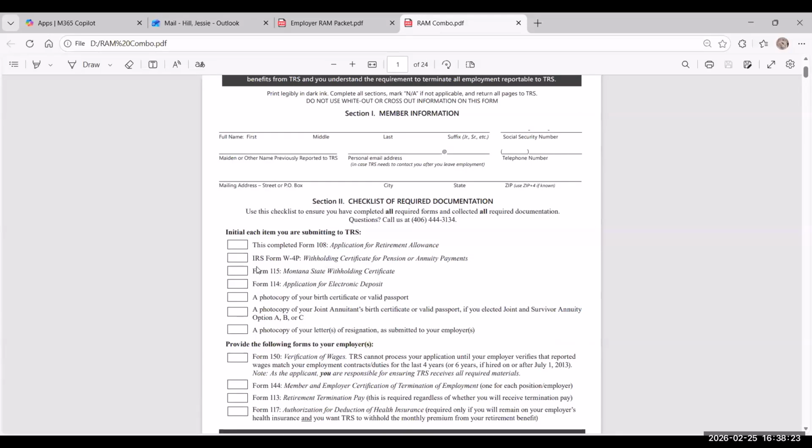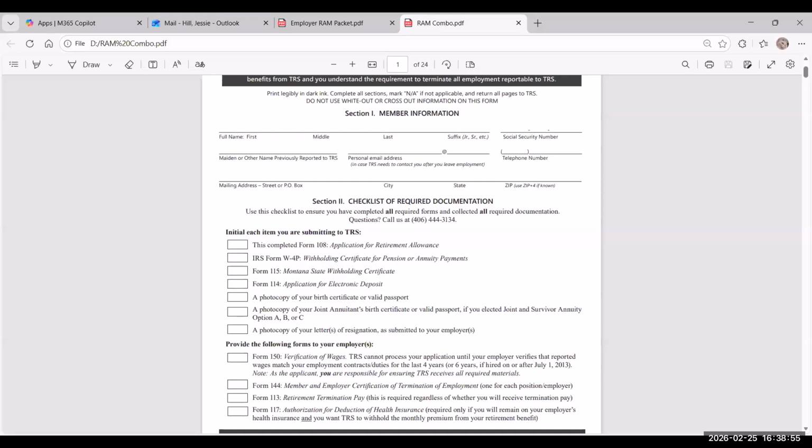Here you'll see that they have a list on the top of about 7 different items that are needed back. Some of them are the forms within this packet, but there are some standalone items they are required to provide as well, such as a photocopy of their birth certificate or passport. Depending on what allowance option they're picking, we may also require one of their joint annuitant or beneficiary if they're going with allowance A, B, or C. They are also required to provide us a copy of their letter of resignation.